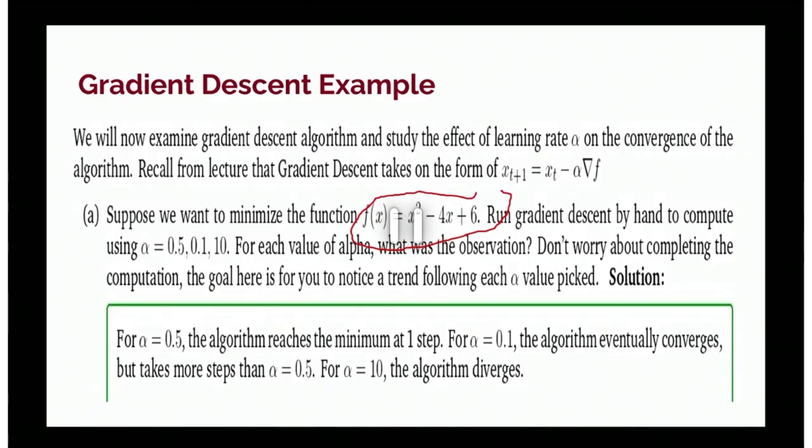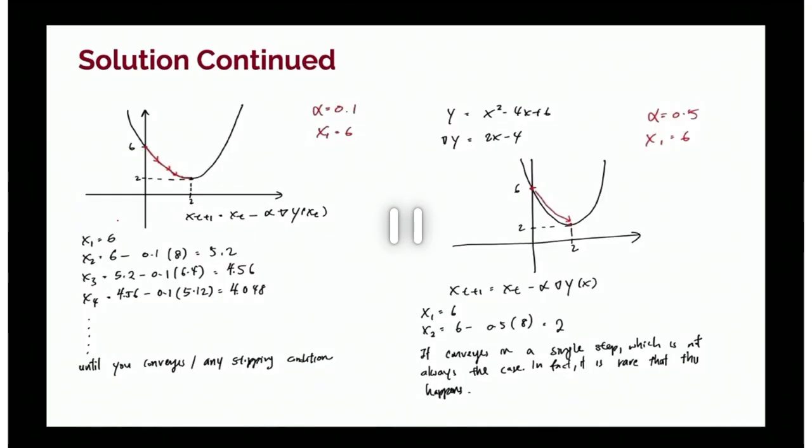Okay? We start with the initial value of 6, and you're starting with an alpha equal to 0.1. We want to see how that is going to behave. This is the model. You're starting with x1 equal to 6.